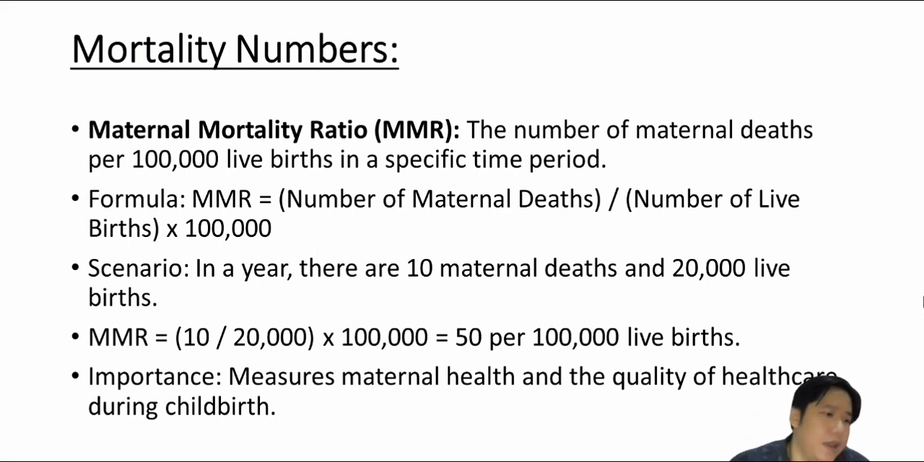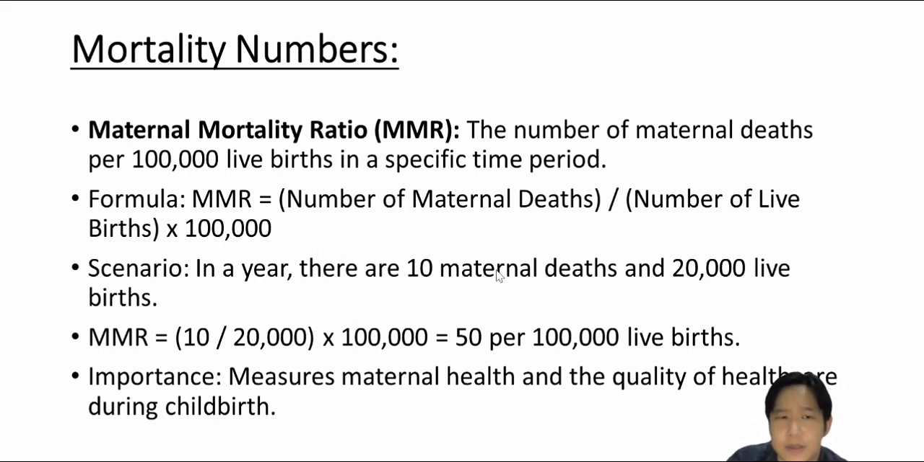Okay. I will give a scenario. In a year, there are 10 maternal deaths and 20,000 live births. So, how do we calculate the MMR? We just input the numbers into the formula, and with a constant number of 100,000, we find the result is 50 per 100,000 live births.